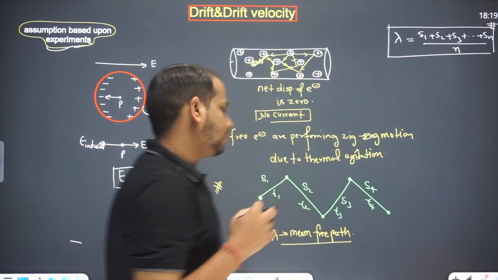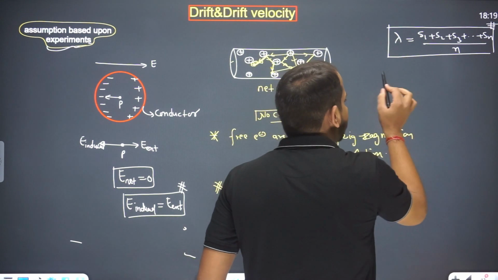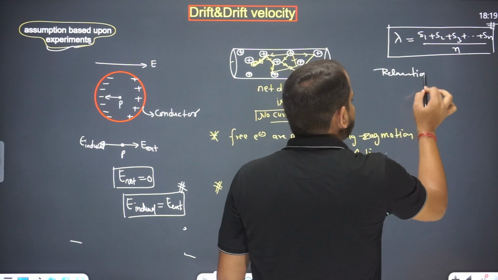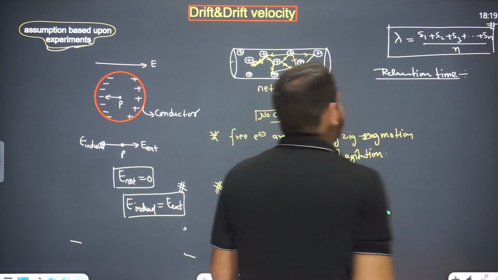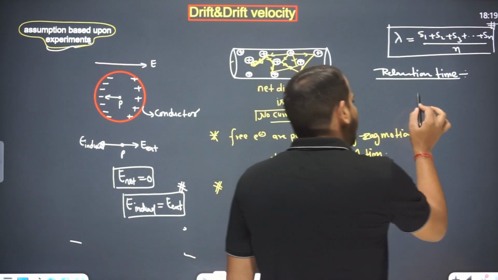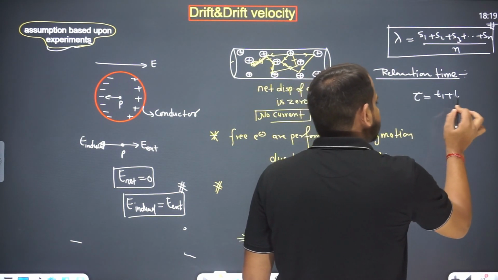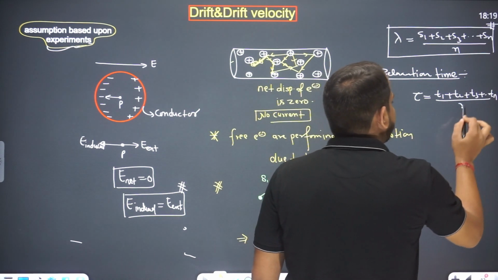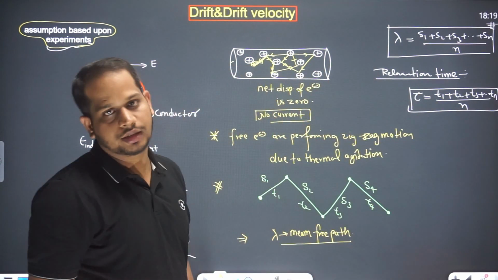Okay. Now let's see the next thing. The next is called relaxation time. Similarly, this is the mean free path, and the next we have is relaxation time. The relaxation time is the time interval between two successive collisions. It is represented by tau. Tau is t1 plus t2 plus t3 dot dot dot tn divided by n. This is the average of all the time intervals. This is called relaxation time, right?